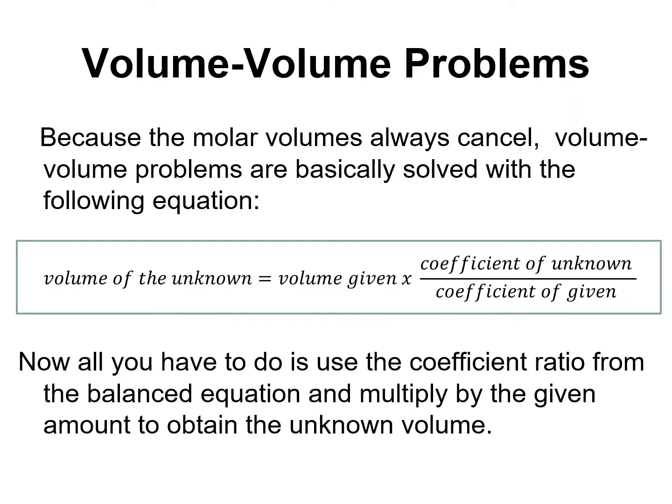So we can shorten a problem up if it is gas to gas or volume to volume at standard temperature and pressure by using simply a coefficient ratio. Take your volume given, multiply by the coefficient of the unknown from the balanced chemical equation, divided by the coefficient of the given in the balanced chemical equation, and that will give you the volume of the unknown substance that you were asked to find.